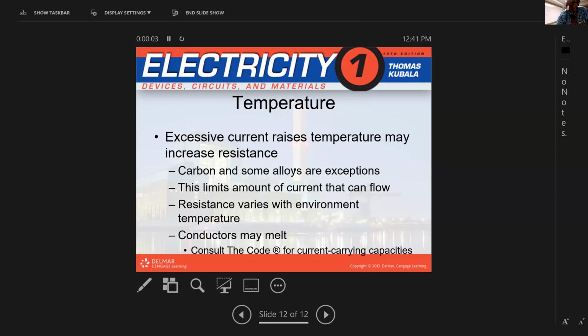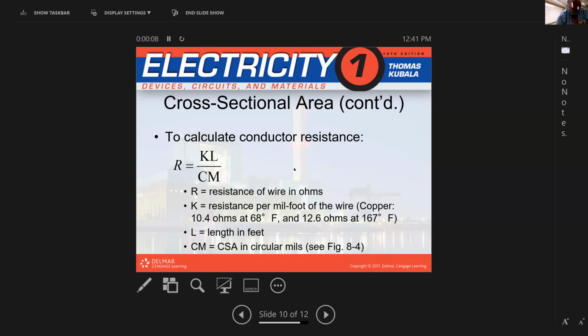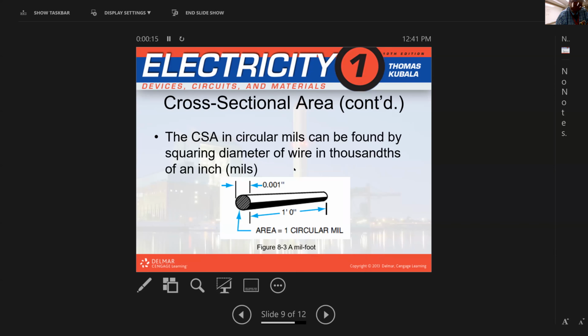Okay, so that's the last slide there. Now we're going to do some examples. We're going to go through and do some examples of the worksheet, so that you can know how to get started with this.